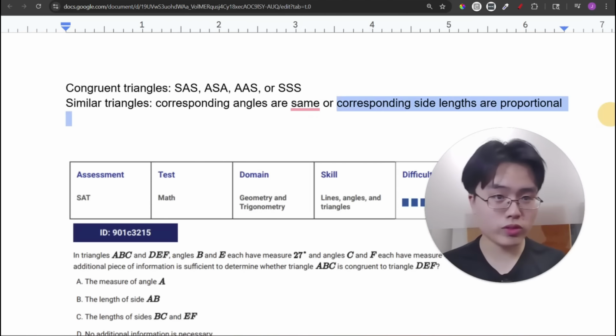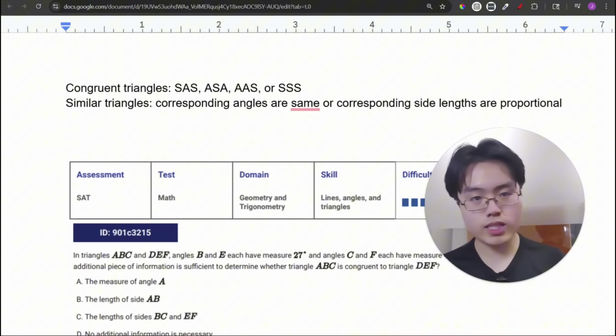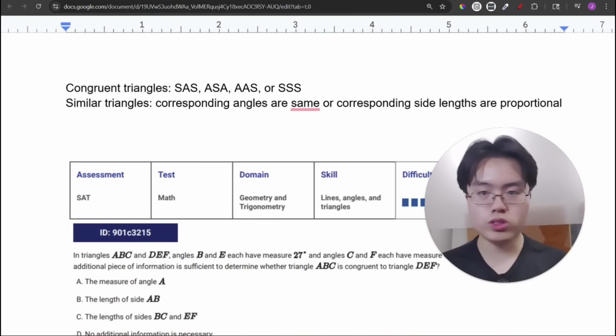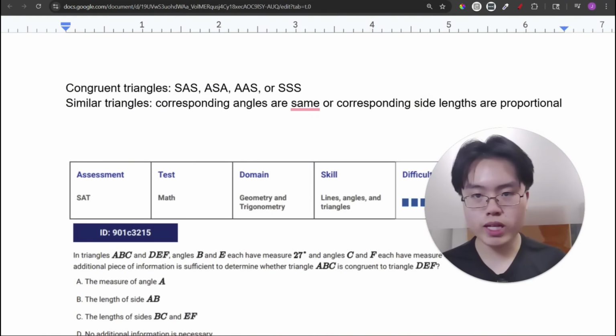And the other way to prove that triangles are similar is proving that the side lengths of the triangles are proportional to each other. Now, this is different from angles. We can't just do two. We have to do all three of them, actually.